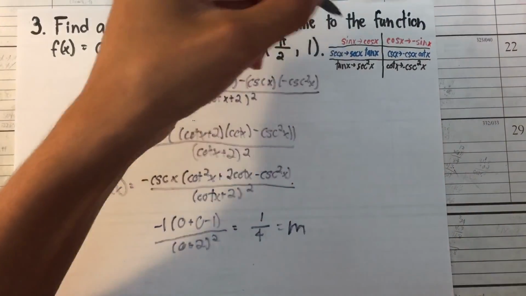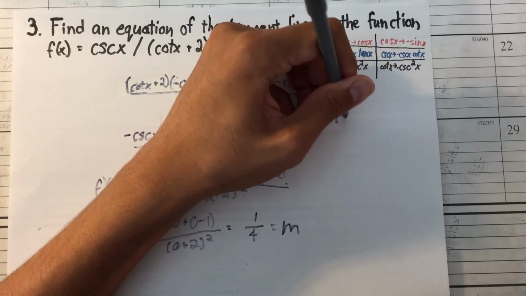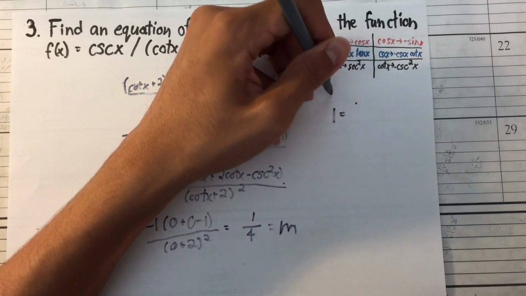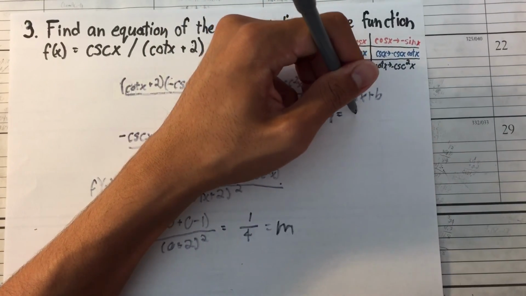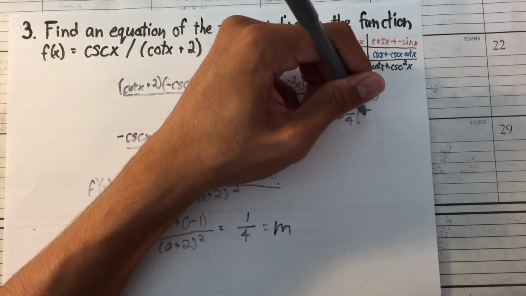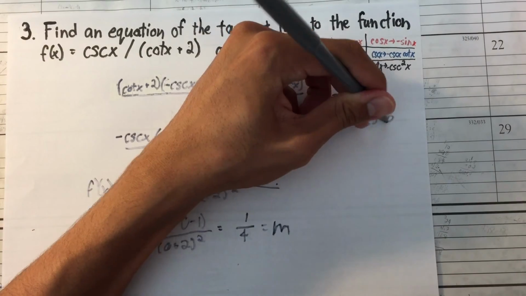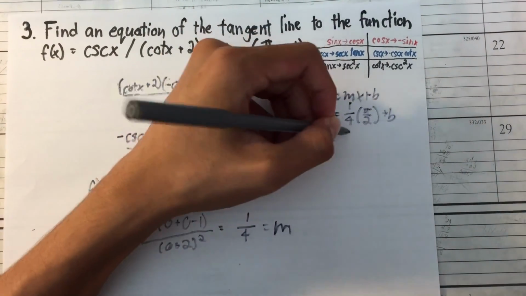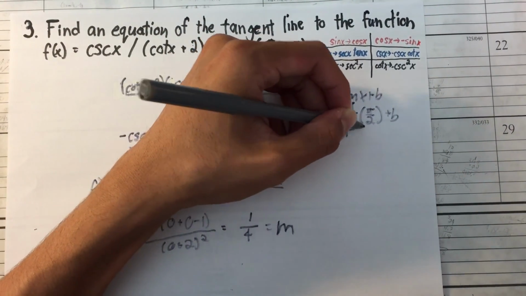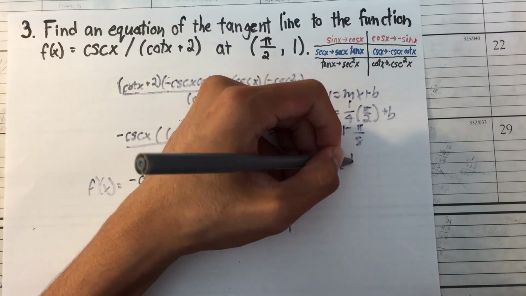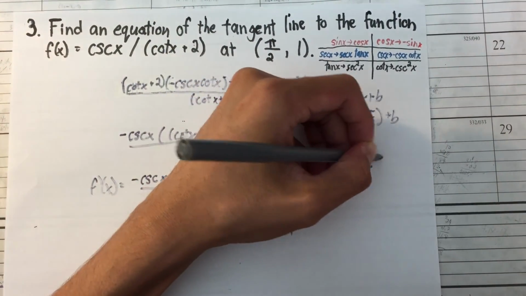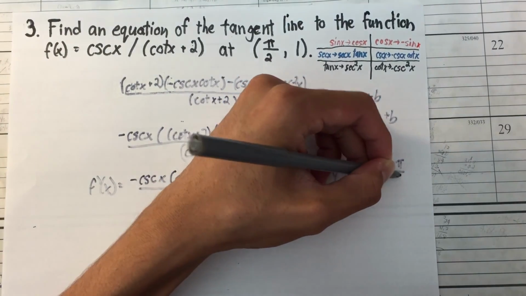Now to find the equation, we do y equals mx plus b, so we substitute the values. That's 1 equals 1/4 times pi over 2 plus b, which leaves b to be 1 minus pi over 8. So our end equation is y equals 1/4 x plus 1 minus pi over 8.